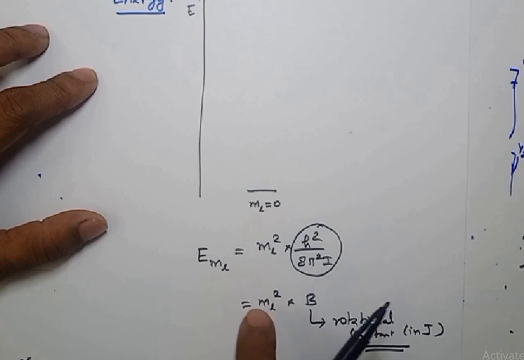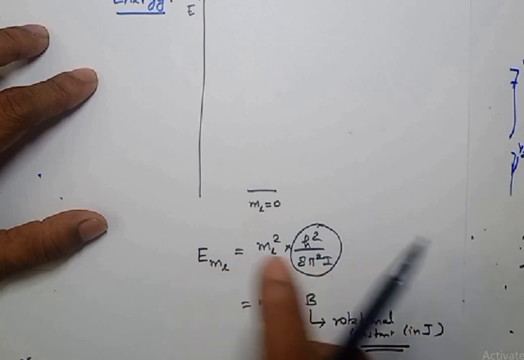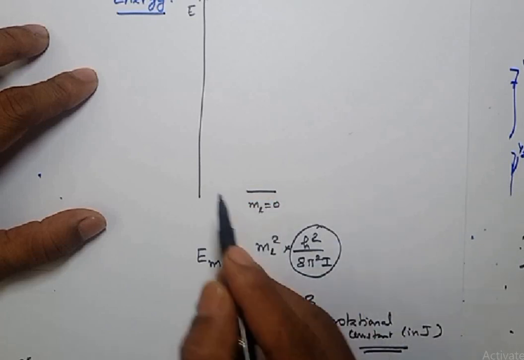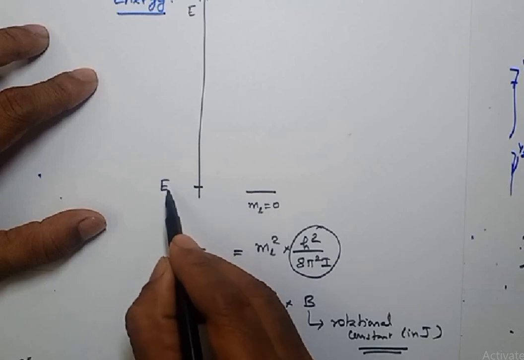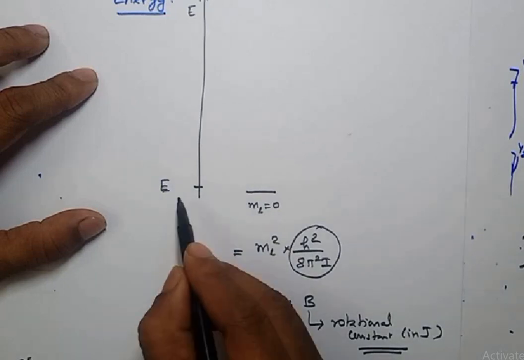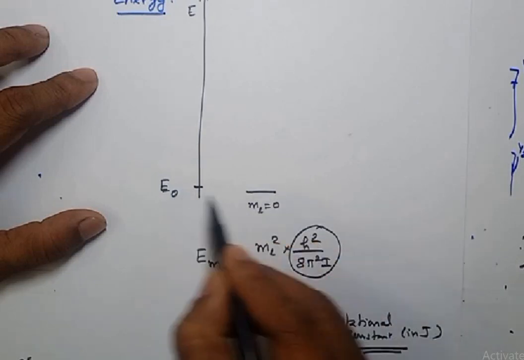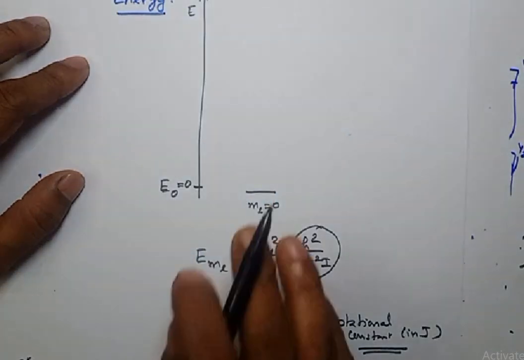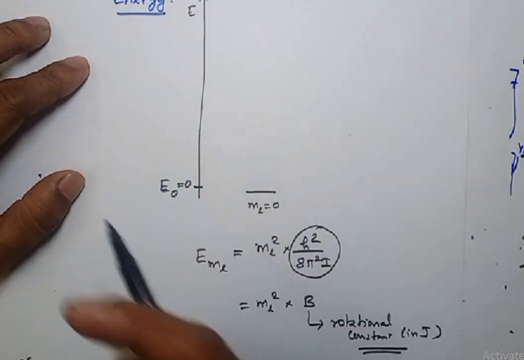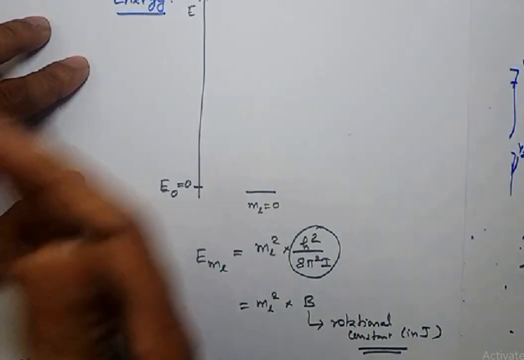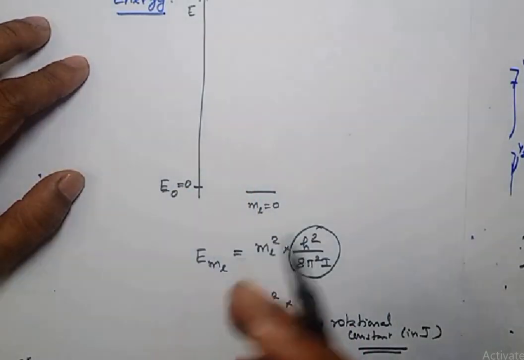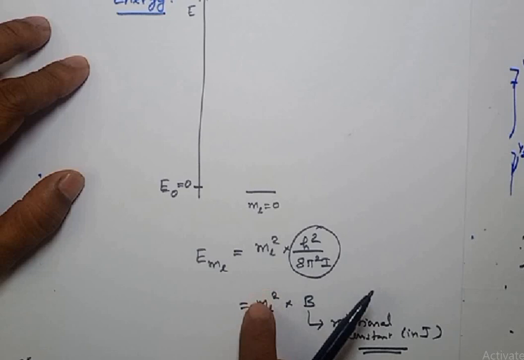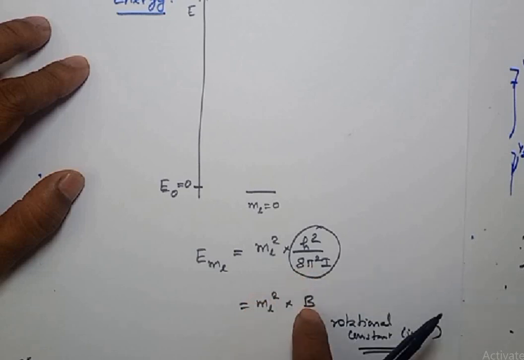What are the allowed values of ml? 0, plus or minus 1, plus or minus 2, like that it goes. First I'll put ml equal to 0. If I put ml 0, then the entire quantity becomes 0. So the lowest possible value of energy, E0, is 0. The lowest value of energy for rotation is 0. So for rotational motion, the zero point energy is 0. There is no zero point energy. Then what is the next higher energy? Put ml equal to plus 1 or minus 1. If I put plus 1, if you take the square, it becomes 1. 1 into B is B.